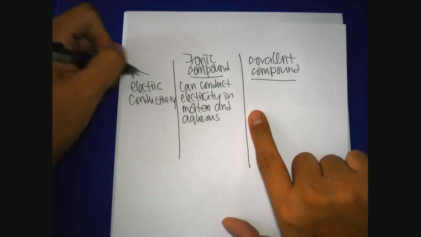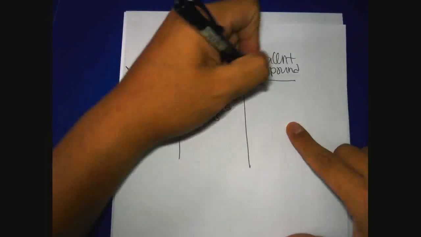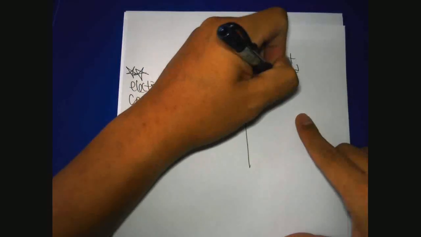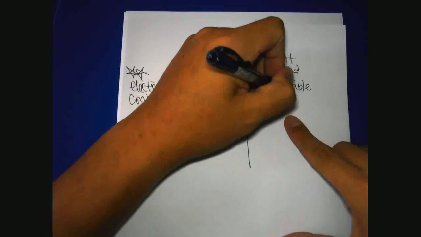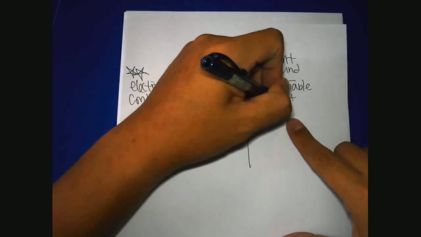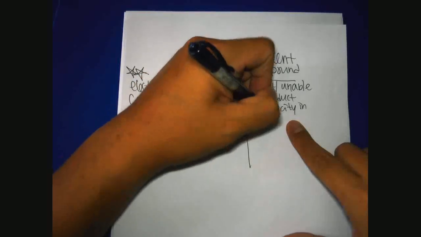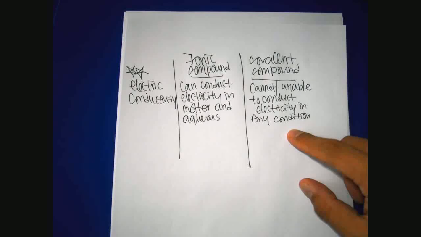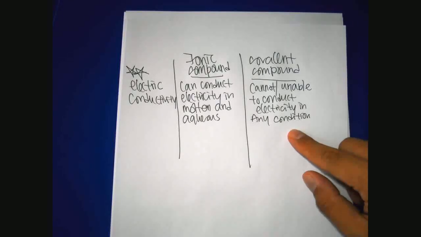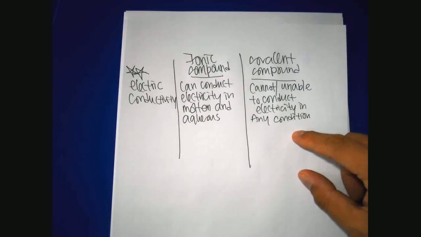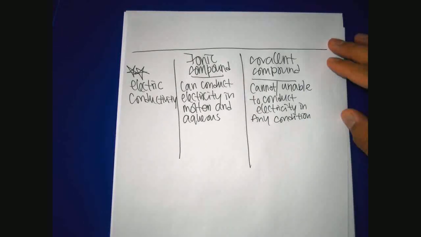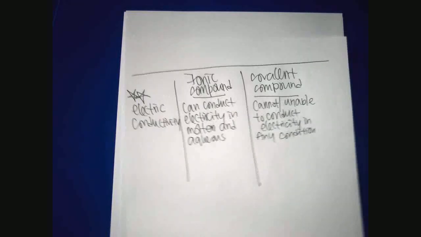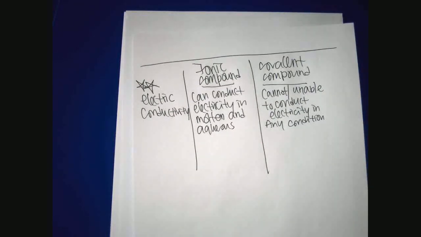This is also very important because we need to explain. Covalent compounds are unable to conduct electricity. Covalent compounds cannot conduct electricity in any condition, no matter solid, liquid, molten, aqueous or gas. Covalent compounds cannot conduct electricity at all. So now we must be able to express electric conductivity. Let me show you one important strategy, like just now.